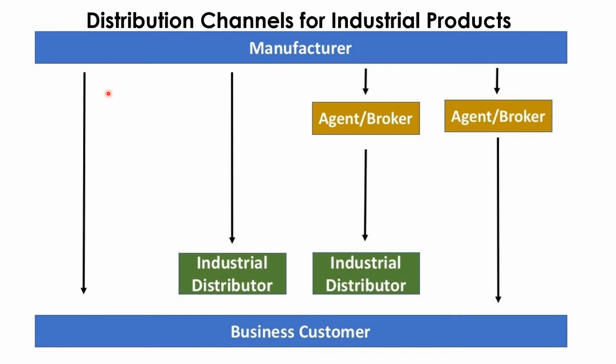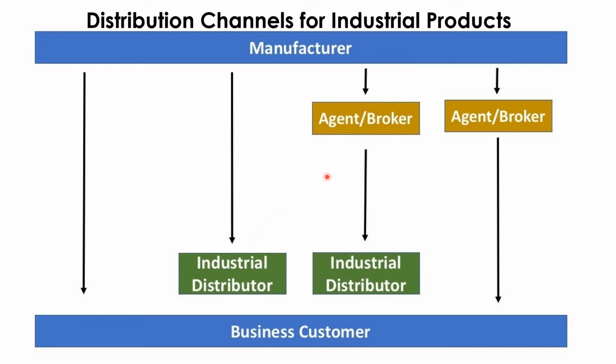For certain capital goods like heavy machinery, heavy equipment, a direct channel is advisable. Second, an industrial distributor will be there. The manufacturer sells to the business customer through an industrial distributor, who provides services like warranty, installation services, and after-sales services.